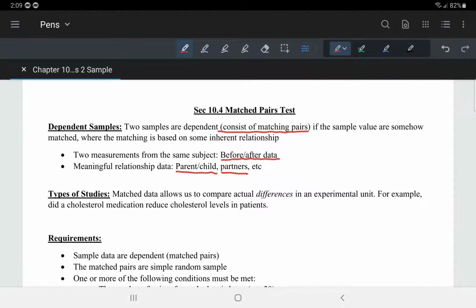Now, the types of studies that the matched pairs test works with, it allows us to compare the actual differences in an experimental unit. For example, we could ask the question, did a cholesterol medication reduce cholesterol levels in patients?